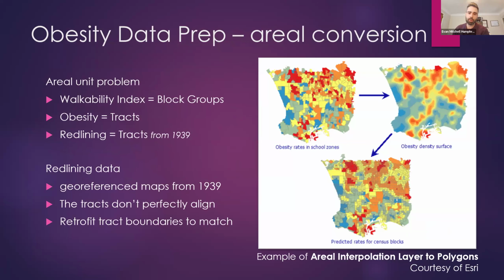So the obesity data was available in a point centroids CSV format, which I needed to join to the census tracts before it could be re-aggregated into census block groups. Apologies on the second half of this slide. The bullets for redlining data should have made its way to the next slide. But on the right is just a little graphic of the process for Esri's areal interpolation layer to polygons.